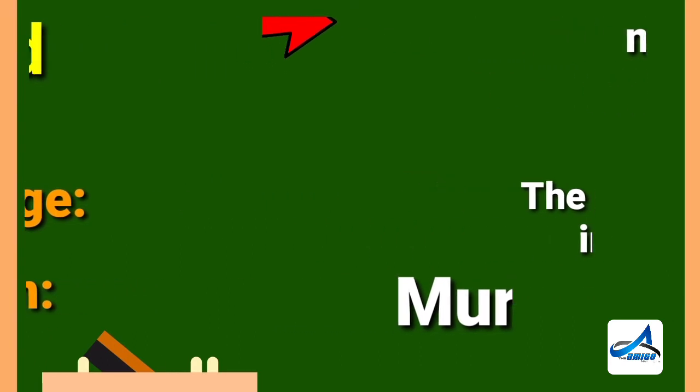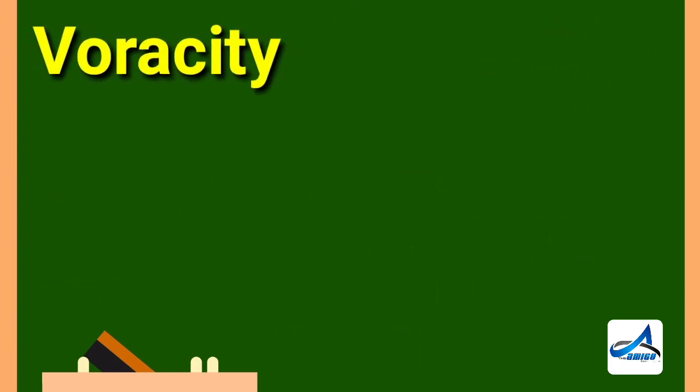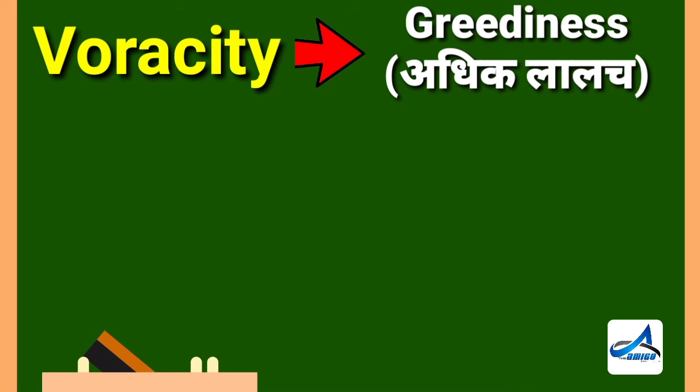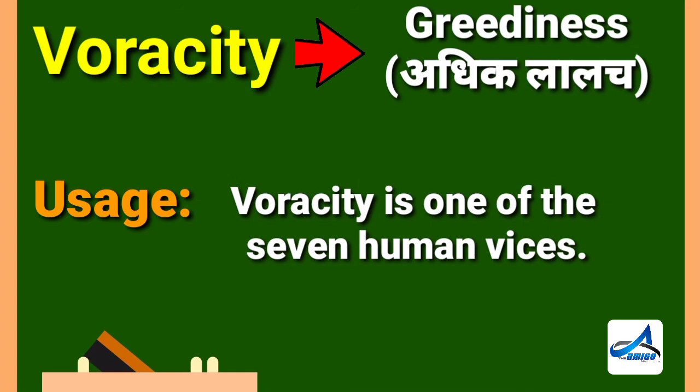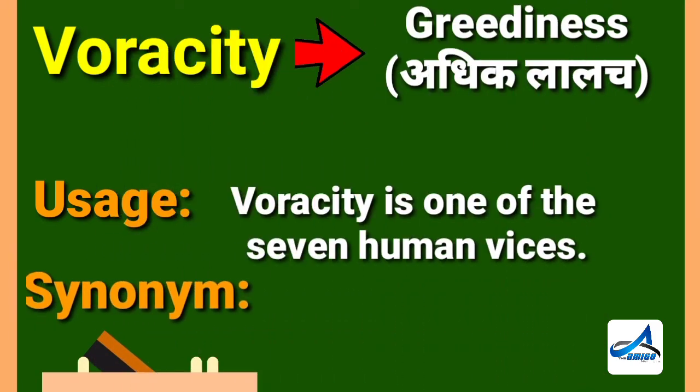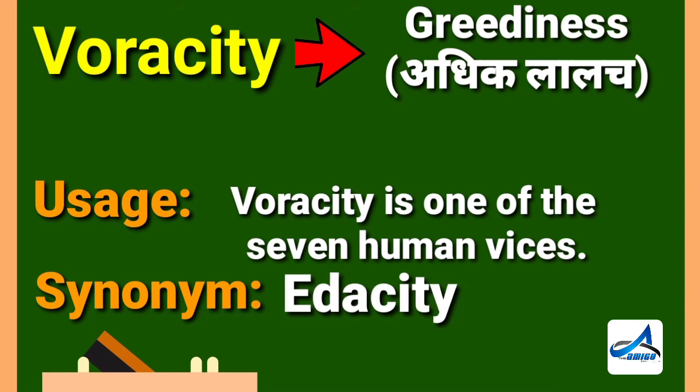The next word is veracity. Veracity means greediness. Its Hindi meaning is adhik lalach. Now moving to its sentence: Veracity is one of the 7 human vices. Friends, vices means burai. Its synonym is audacity.